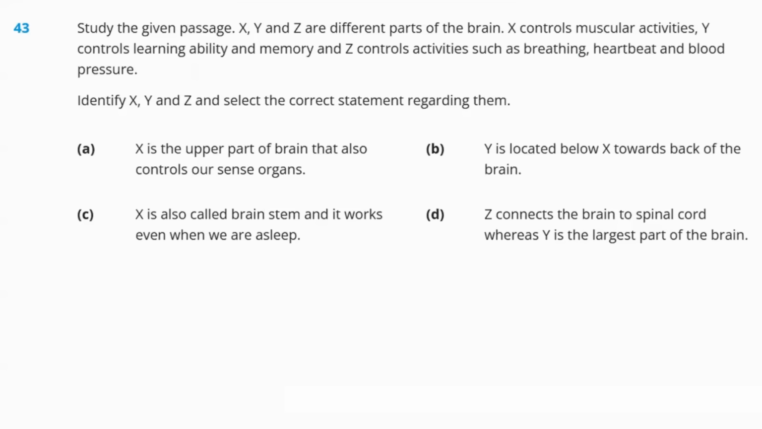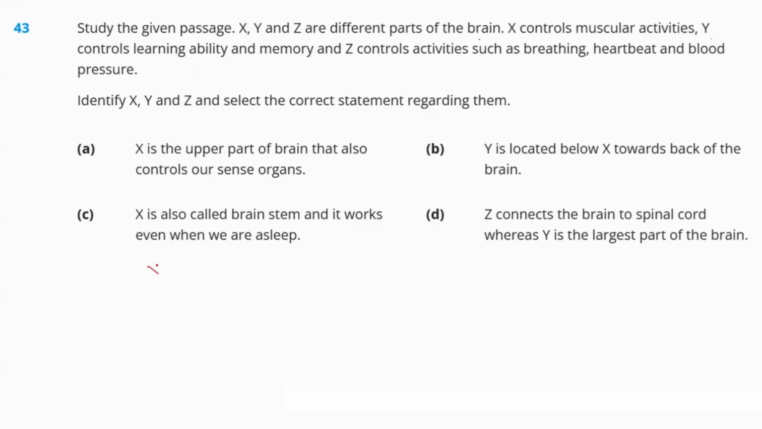Question number 43. Study the given passage. X, Y, and Z are different parts of the brain. X controls muscular activities, Y controls learning ability and memory, and Z controls activities such as breathing, heartbeat, and blood pressure. Identify X, Y, and Z and select the correct statement regarding it.